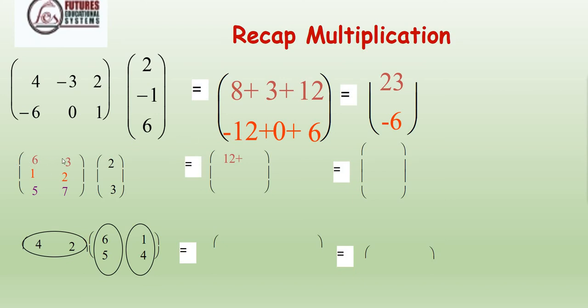In this equation, if we multiply the first row by the first column, we get the result equals 21. Multiply the second row by the first column, it gives me 8. The third row by the first column gives me 31.